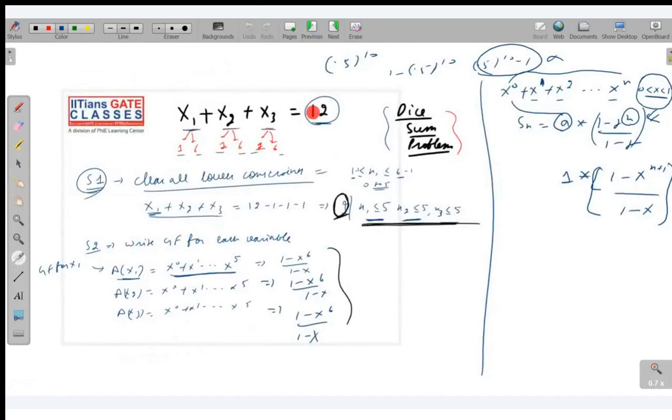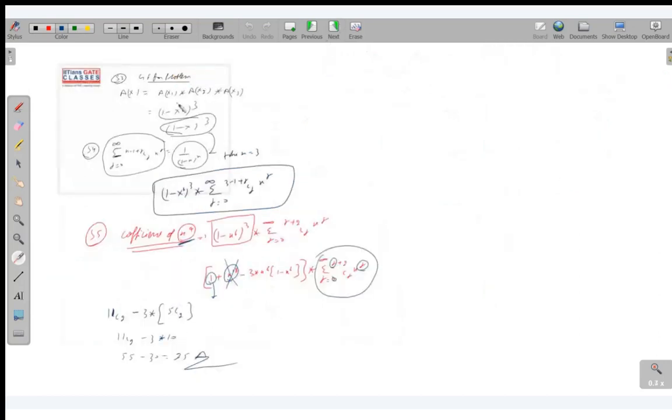We have upper constraint as well as lower constraint. First step is to clear all the lower constraint. While clearing, we subtract 1 1 1, so we get only the upper constraint. Finally, we have got 5 5 5. So the generating function for each variable is x power 0 to x power 5, again x power 0 to x power 5, and so on, which is 1 minus x power 6 upon 1 minus x. Same for everything. Then we will write the generating function for the problem.